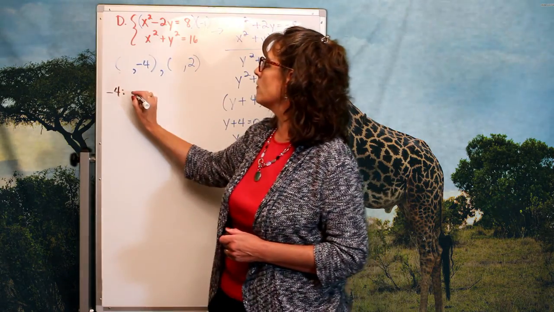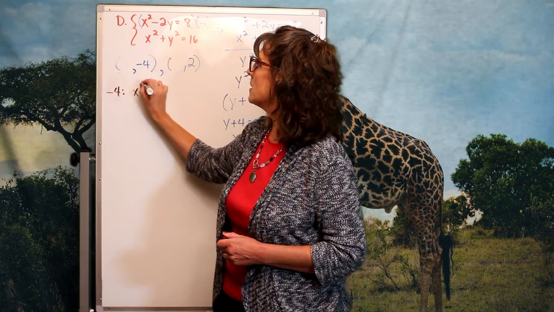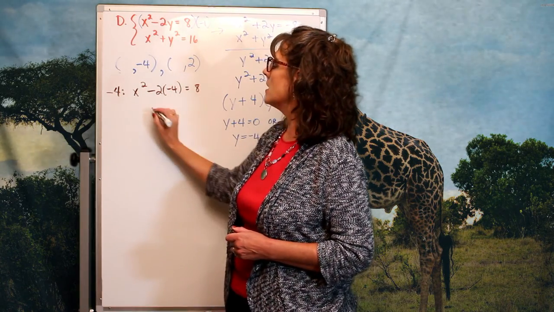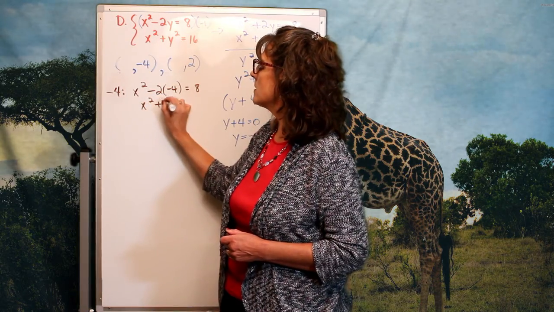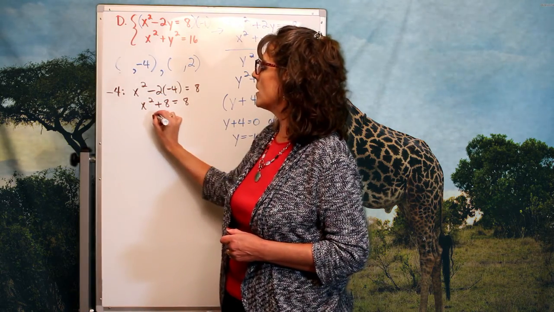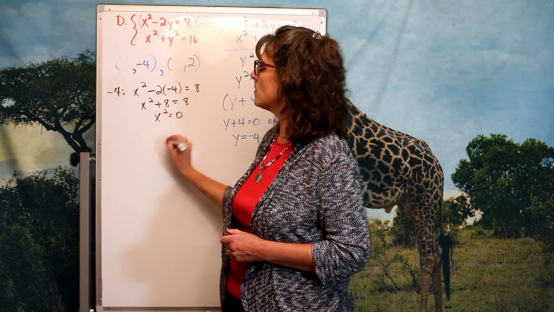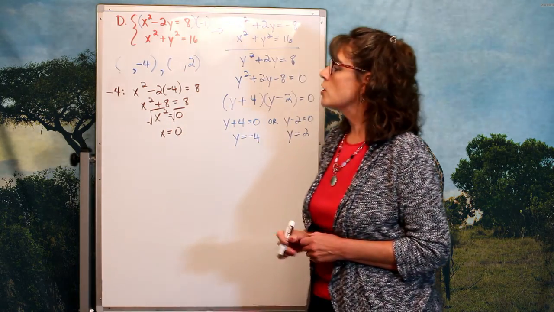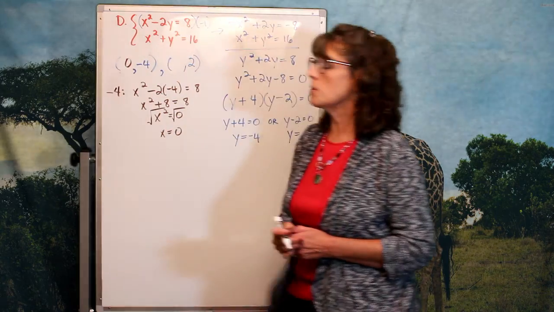So when I check that -4, I'm going to put it, like I said, right here where the y is. And a -2 times -4 is 8. And so now when I subtract 8, I get x squared equals 0. When I take the square root, that means x is 0. So when that y is a -4, the x is going to be a 0.